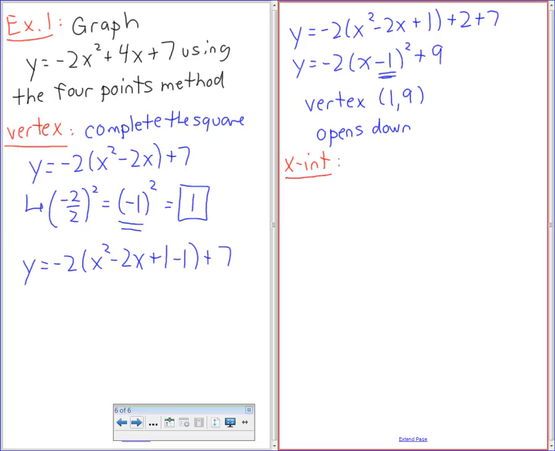Somebody, how do you find the x-intercept? Somebody help her with the first step. Okay, go ahead, Troy. Set y equals 0. Set y equals 0. Okay. So we're just solving this equation here.